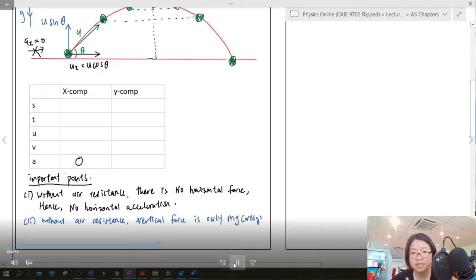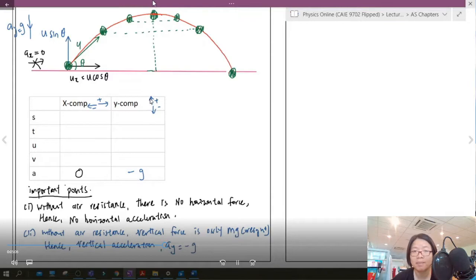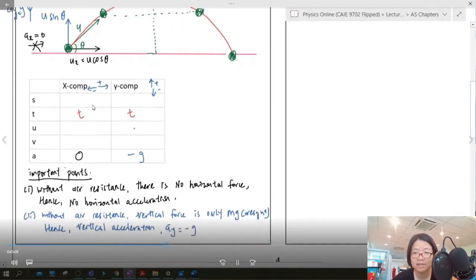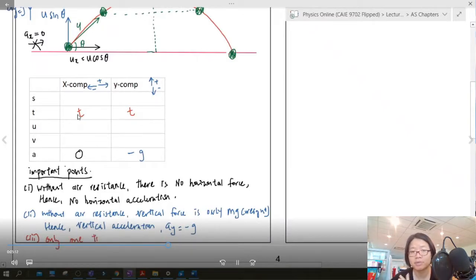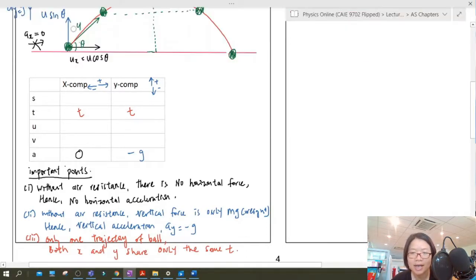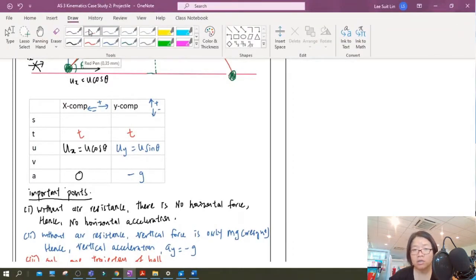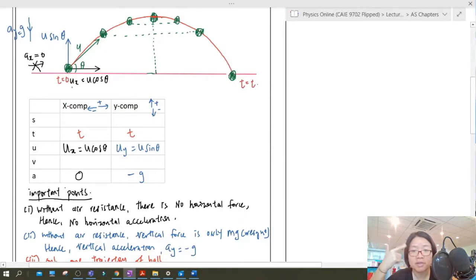And if there's no air resistance, the vertical force is only mg, the weight. Hence, the vertical acceleration, ay, is negative g. So for all projectiles, this acceleration is fixed and constant. We're just going to take the traditional up is positive, down is negative, right is positive, left is negative. The third important point is, because there's only one trajectory, one ball, both x and y components have the same timing, because time is a scalar. So there's no sense in resolving the time. One more thing you can fill in is ux is u cos theta and uy is u sin theta. The rest of the components to put in depend on what you're looking for.